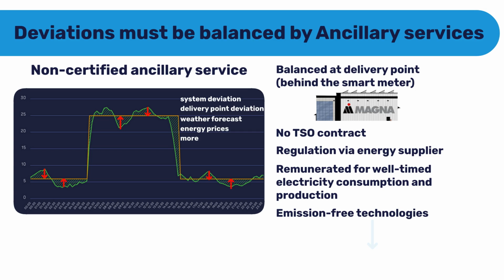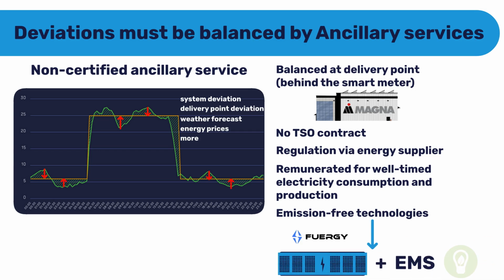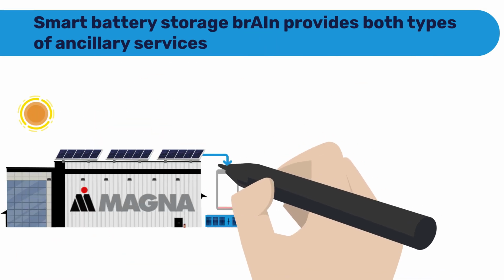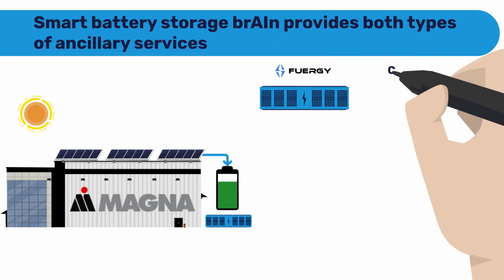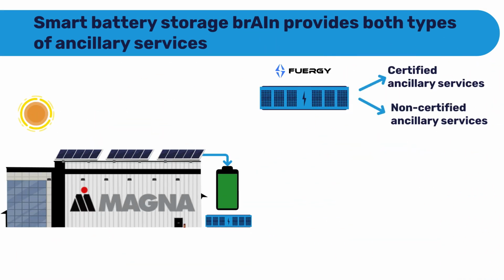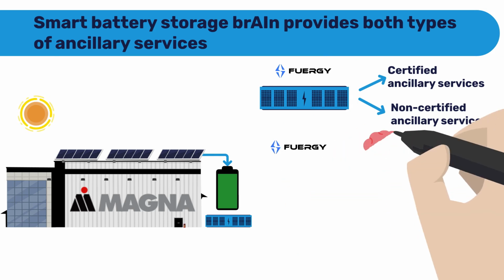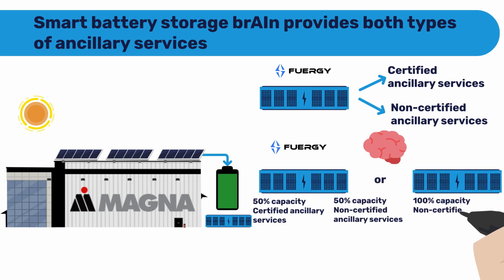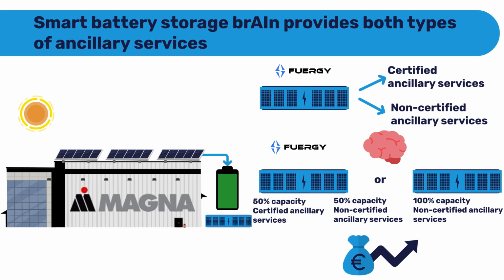This is possible through Fuergy's emission-free brain smart battery storage with energy management system. Unlike basic battery systems which primarily store solar surpluses, the smart battery storage brain can also provide both types of ancillary services. Fuergy can determine when and what part of the battery storage capacity provides certified and non-certified ancillary service. The goal is simple: to maximize revenue from the provision of ancillary services.